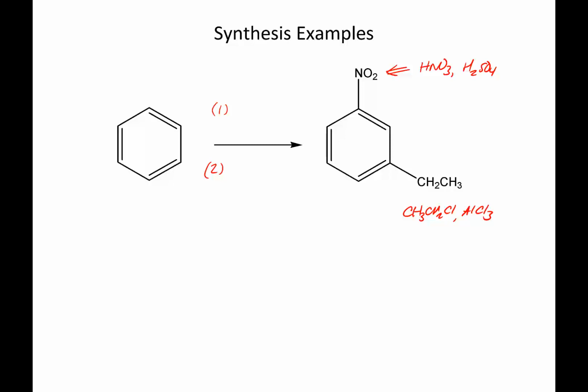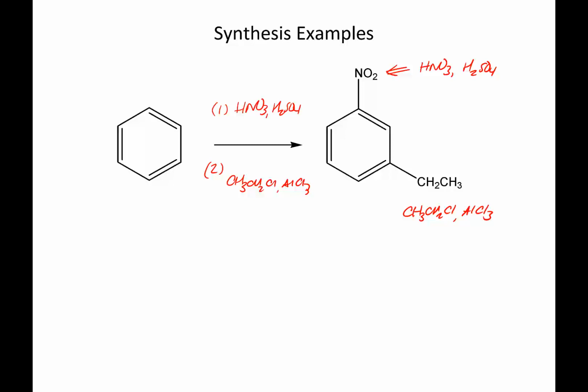So the group that I add onto the ring first has to direct meta. Okay, which group is that? NO2. So what do I need to add first? NO2. So I need to add HNO3 first with H2SO4. Add that first and then followed by ethyl chloride and aluminum trichloride.